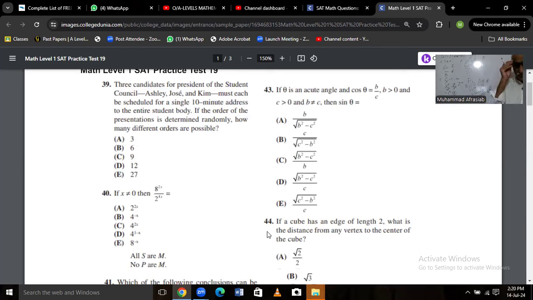Theta is an acute angle and cos of theta is equal to B/C, where B is greater than 0 and C is greater than 0. It means it is in the first quadrant and B is not equal to C, so this is not an isosceles triangle. Sine theta should be equal to... so we will find it out.